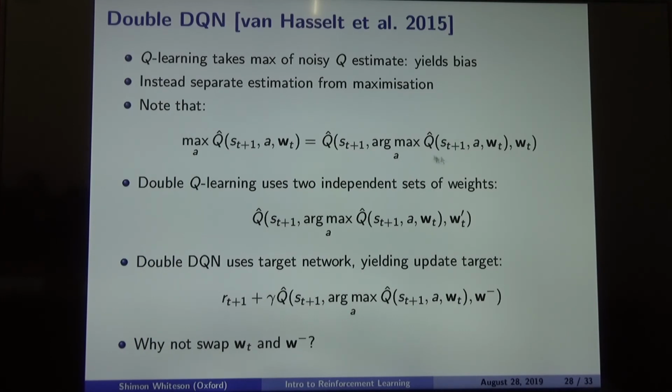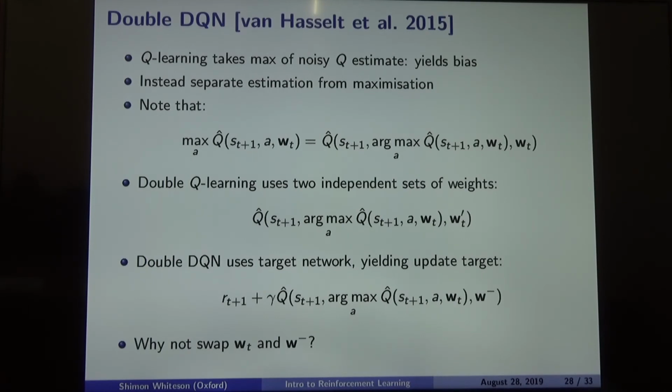The weights are used once to decide the values of each action when performing the argmax, and then the weights are used again to look up the value of the action that won the argmax. The idea behind double Q-learning is that these two weights don't need to be the same, and that by making them different, we can reduce this bias that results from taking a maximization of noisy Q estimates.